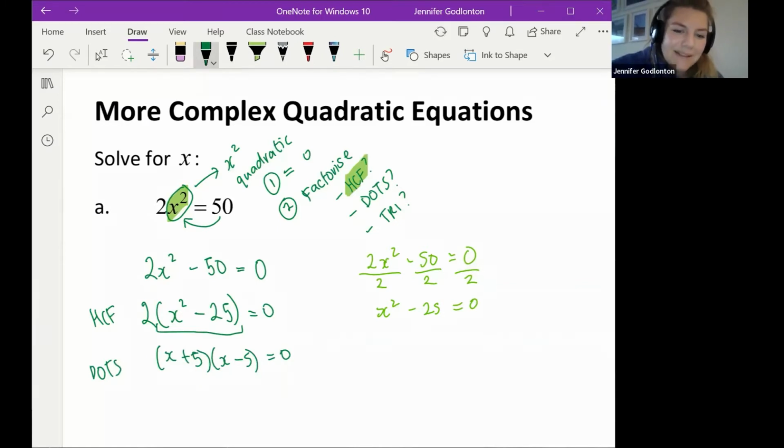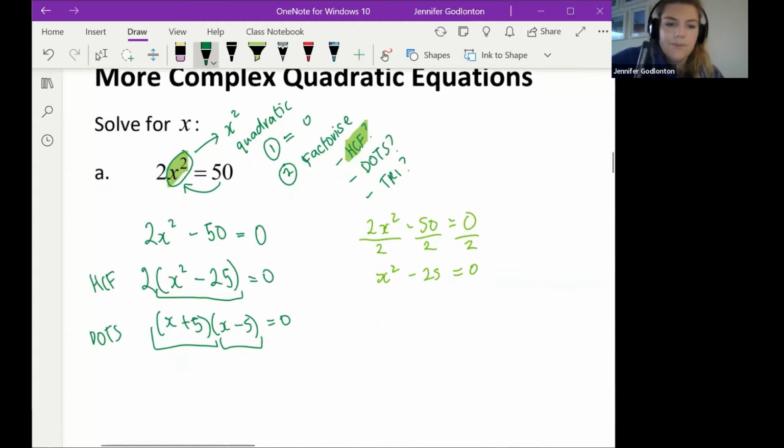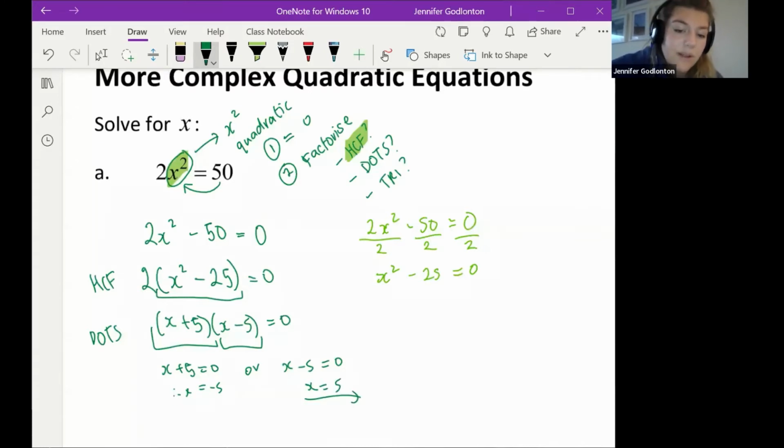Sorry guys, my pen is very excited today for some reason. And then x minus 5 could be equal to 0. So x plus 5 is equal to 0, or x minus 5 is equal to 0, which means x is negative 5 or x is 5. And those are my 2 answers.